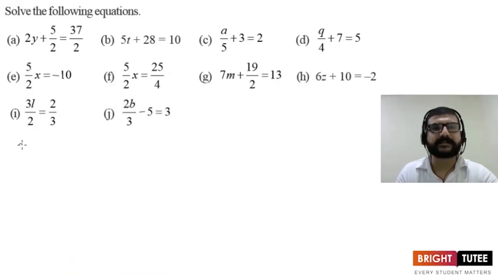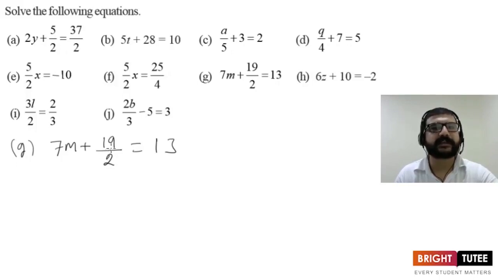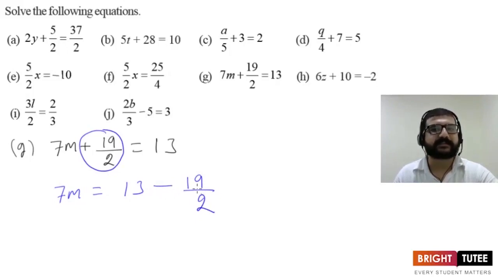Now the next part is the G part of the question, which is 7m plus 19/2 is equal to 13. Now what should we do here? First let's transpose this 19/2. So we will get 7m is equal to 13 minus 19/2, as it was in addition here with 7m. So after transposing it came in subtraction.